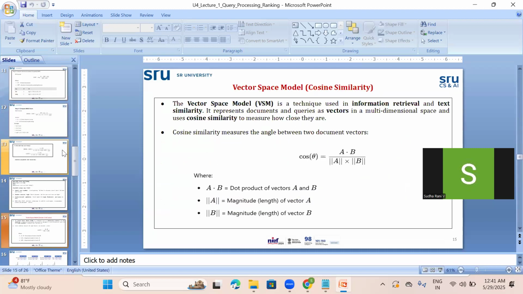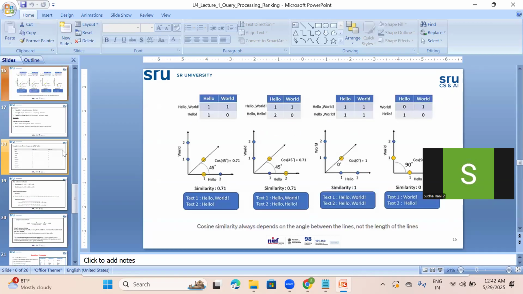And next one is the vector space model, or cosine similarity. The vector space model is a technique used in information retrieval and text similarity. It represents documents and queries as vectors in a multi-dimensional space and uses cosine similarity to measure how close they are. Cosine similarity measures the angle between 2 documents. Cosine similarity equals A dot B divided by magnitude of A times magnitude of B, where A dot B is the dot product of vectors A and B, and the magnitudes are of vector A and vector B. Cosine similarity always depends on the angle between the lines, not the length of the lines.